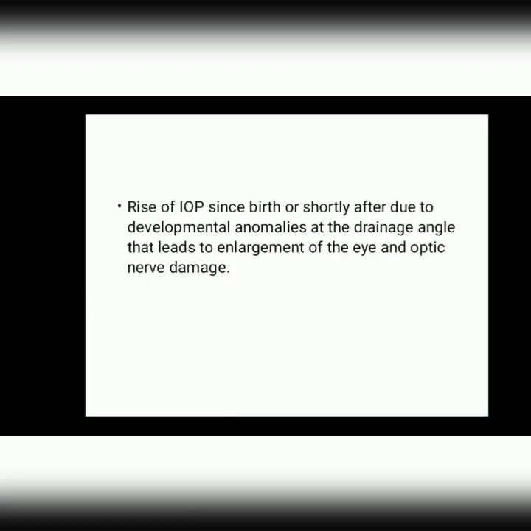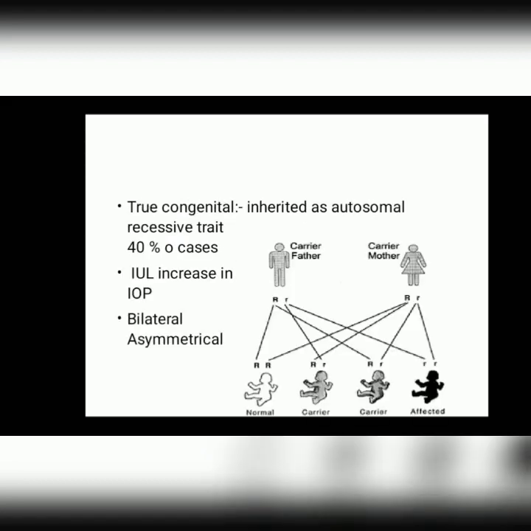Primary congenital glaucoma is an increase of intraocular pressure since birth or shortly after, due to developmental anomalies at the drainage angle that leads to enlargement of the eye and optic nerve change. So it's called glaucoma because there is an increase in intraocular pressure associated with optic nerve change.